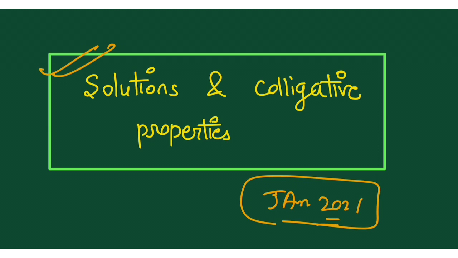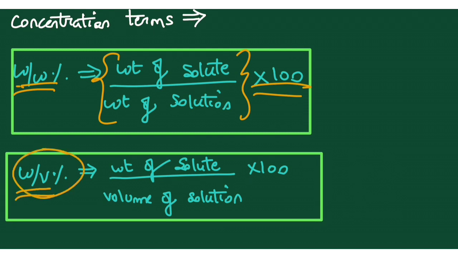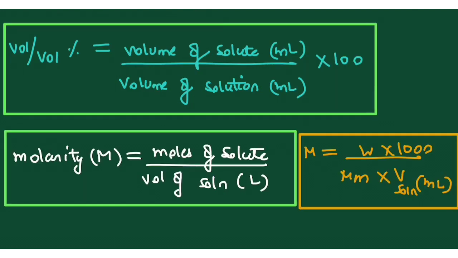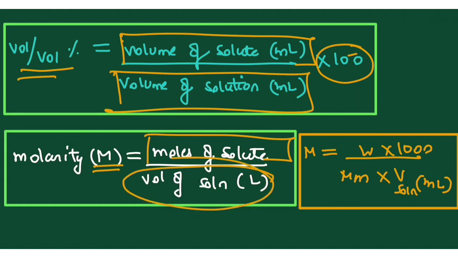Now first moving to the concentration terms. Weight by weight percent: weight of solute divided by weight of solution into 100. Weight by volume percent: weight of solute divided by volume of solution in ml into 100. Now volume by volume percent: volume of solute in ml divided by volume of solution in ml into 100. Then molarity, capital M, is moles of solute divided by volume of solution in liters.